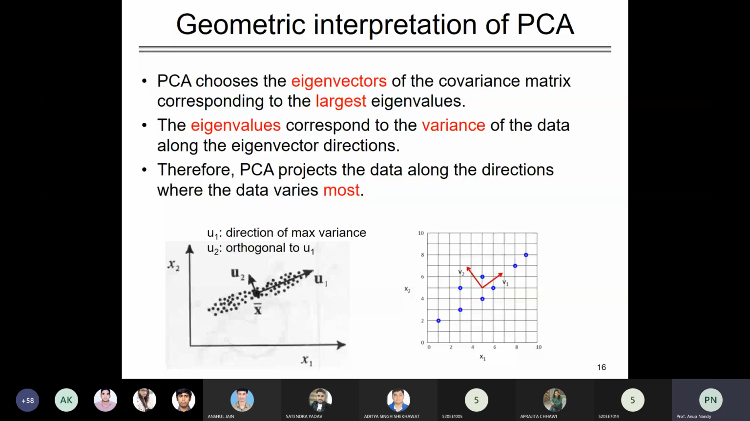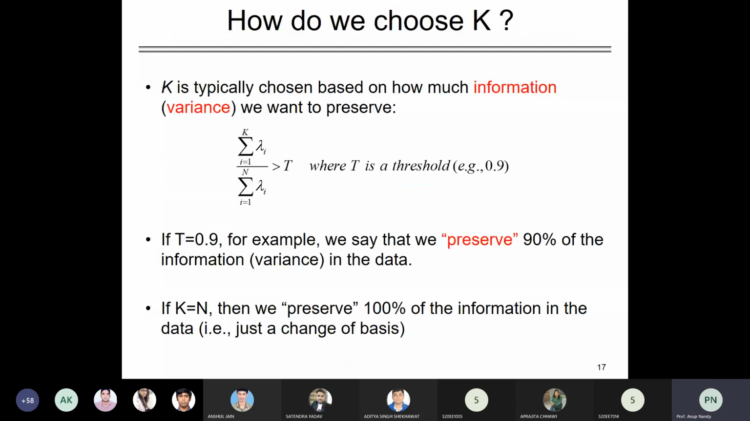How do you choose K? That is the most important question. The question comes to your mind: sir, how do I choose K? K is typically chosen based on how much information, meaning variance, you need to preserve. Here, the information in the data means the variance. So please remember, you choose based on how much information or variance you want to preserve.